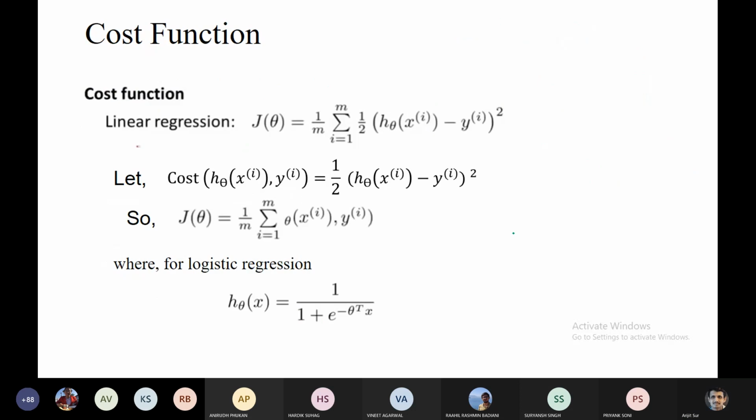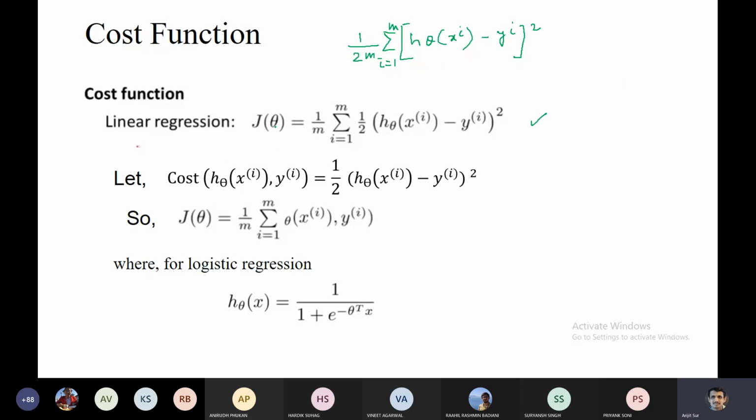In linear regression, how do we measure the cost function? It is h theta of xi, our predicted value, minus yi, the actual value, and we take the square of this and sum it over i equals 1 to m, the number of data samples, and we normalize by 1 by 2m. So that was our cost function. Here we just write the same thing.